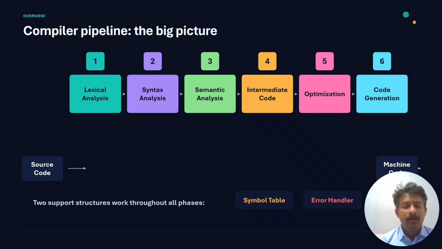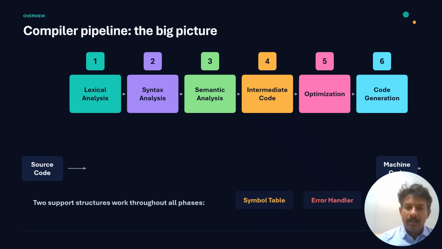The next phase is called the semantic analyzer. The semantic analyzer checks the meaning of the program. For example, it checks whether the variables are declared and whether the data types are correct or not. So error checking like that is done by the semantic analyzer. Next, the compiler creates the intermediate code. Intermediate code is like mid-level code. It is easy for the compiler to handle.